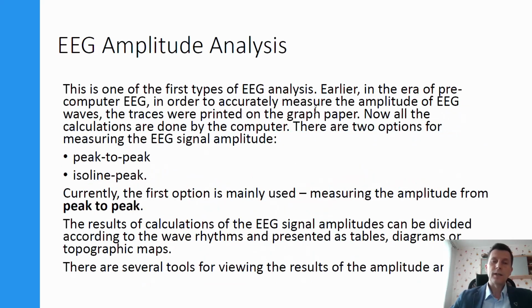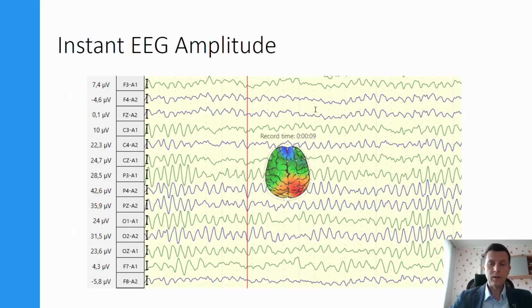One of the first EEG analyses is amplitude analysis. It means that we can calculate EEG waves from peak to peak or from isoline to peak and calculate minimum, maximum, and average amplitudes of each wave in our recording. For example, on this slide you can see the momental map and momental measurement of EEG traces. From the left side you can see the digits of momental amplitude of the selected moment of EEG, and also we can see this map built based on these digits.